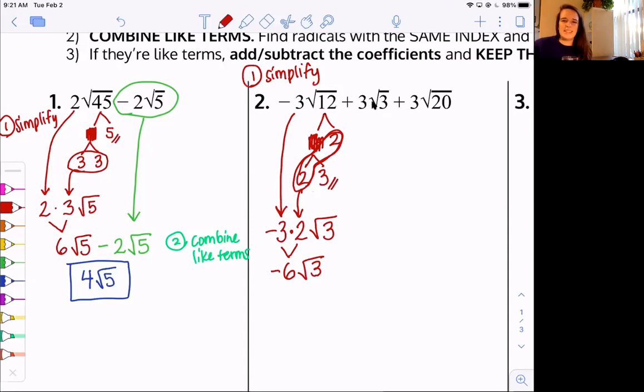All right. Can I simplify 3 square root 3? Can this be simplified? No. Gabby, how do you know that it can't be simplified? Because you can't break down 3. You can't break down 3, right? So I can't do anything with 3. So I'm just going to pull it straight down here. Plus 3 square root 3.